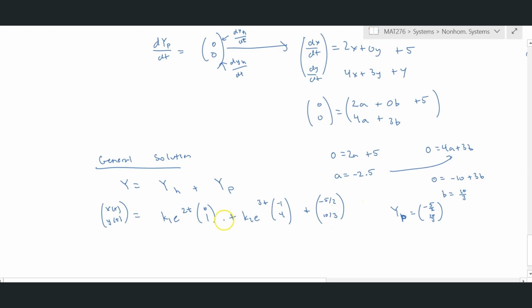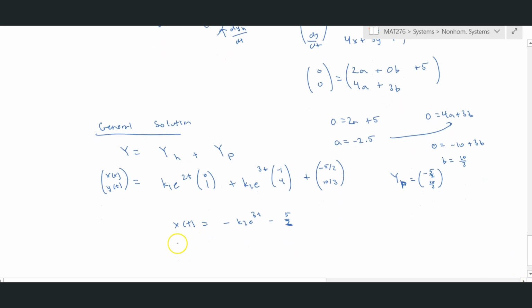And so now you could actually write the equation for each of these. For instance, little x of t will be 0 k1 e to the 2t, so that term will disappear, and we'll get negative k2 e to the 3t minus 5 halves. For little y of t, we will get 1 k1 e to the 2t plus 4k2 e to the 3t plus 10 thirds. And there is our solution.